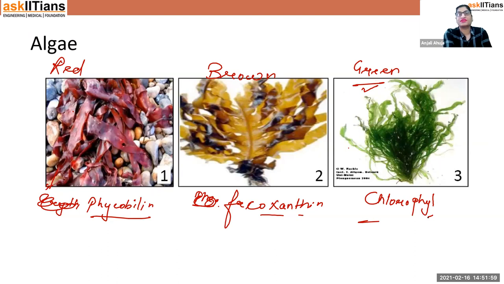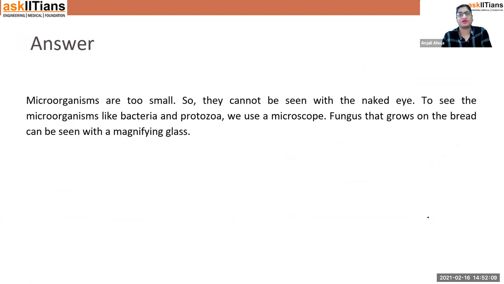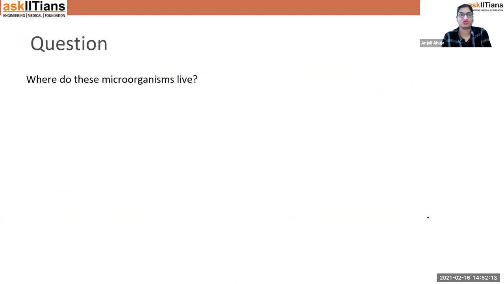And we are going to learn some questions. Simple question: can microorganisms be seen with the naked eye? If not, how can they be seen? All you have to do is explain about the microscope. And then you can mention the magnification, that they have different types of magnification.